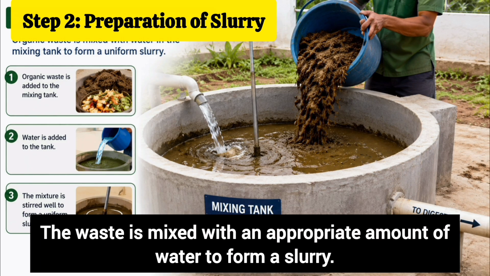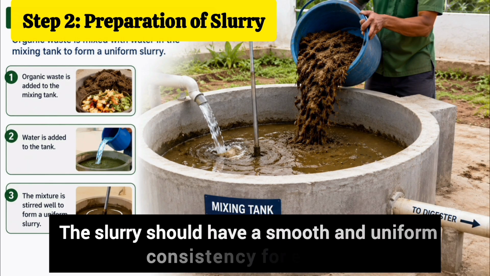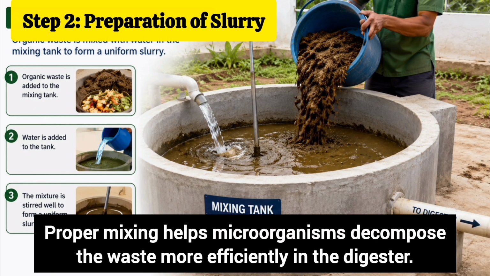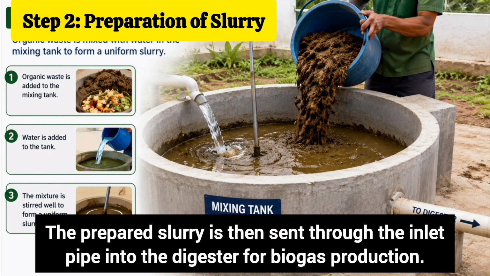The waste is mixed with an appropriate amount of water to form a slurry. The slurry should have a smooth and uniform consistency for easy flow. Proper mixing helps microorganisms decompose the waste more efficiently in the digester. The prepared slurry is then sent through the inlet pipe into the digester for biogas production.